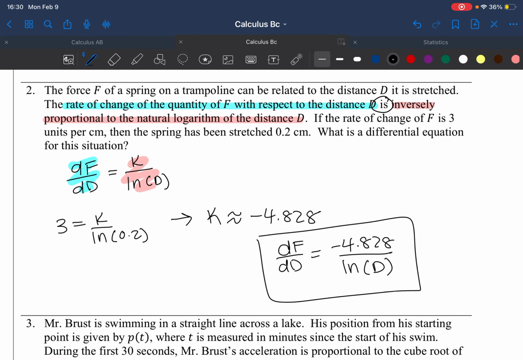So sometimes they can give us additional information to solve for k, but since this is just us setting up the differential equation, it's not necessary for them to give us the k value.